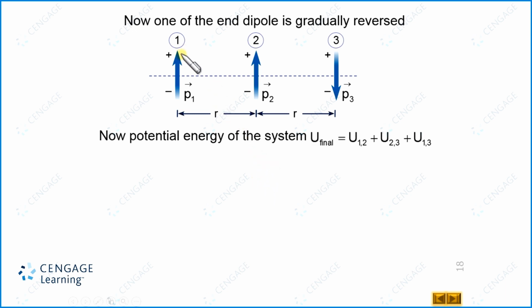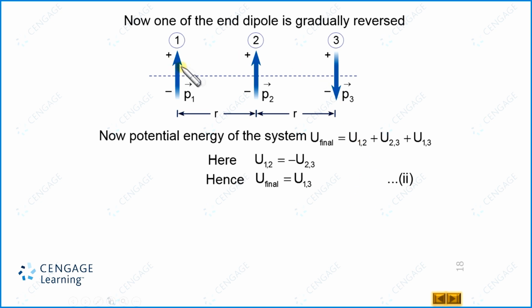And here we can observe these two dipoles 1 and 2 are parallel, but 2 and 3 are anti-parallel, having the same dipole moment P and same separation. That means U12 and U23 will have the same magnitude but opposite sign. So if this is positive, this will be negative. That means these two will get cancelled. Okay, that means the total potential energy associated with the system should be equal to U13. That means we need to calculate U13 now.